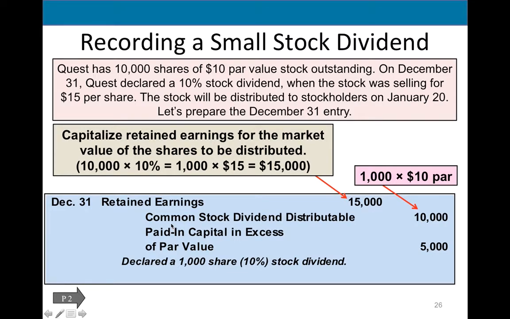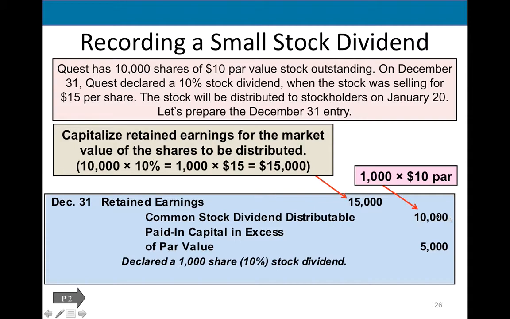So this is a brand new account, it's called common stock dividend distributable, because we're not giving shares of stock right away. This is December 31st. We will actually distribute shares of stock on January 20th. So we have to credit this account. It looks like a liability, but the word distributable makes it actually an equity account. It's a regular equity account.